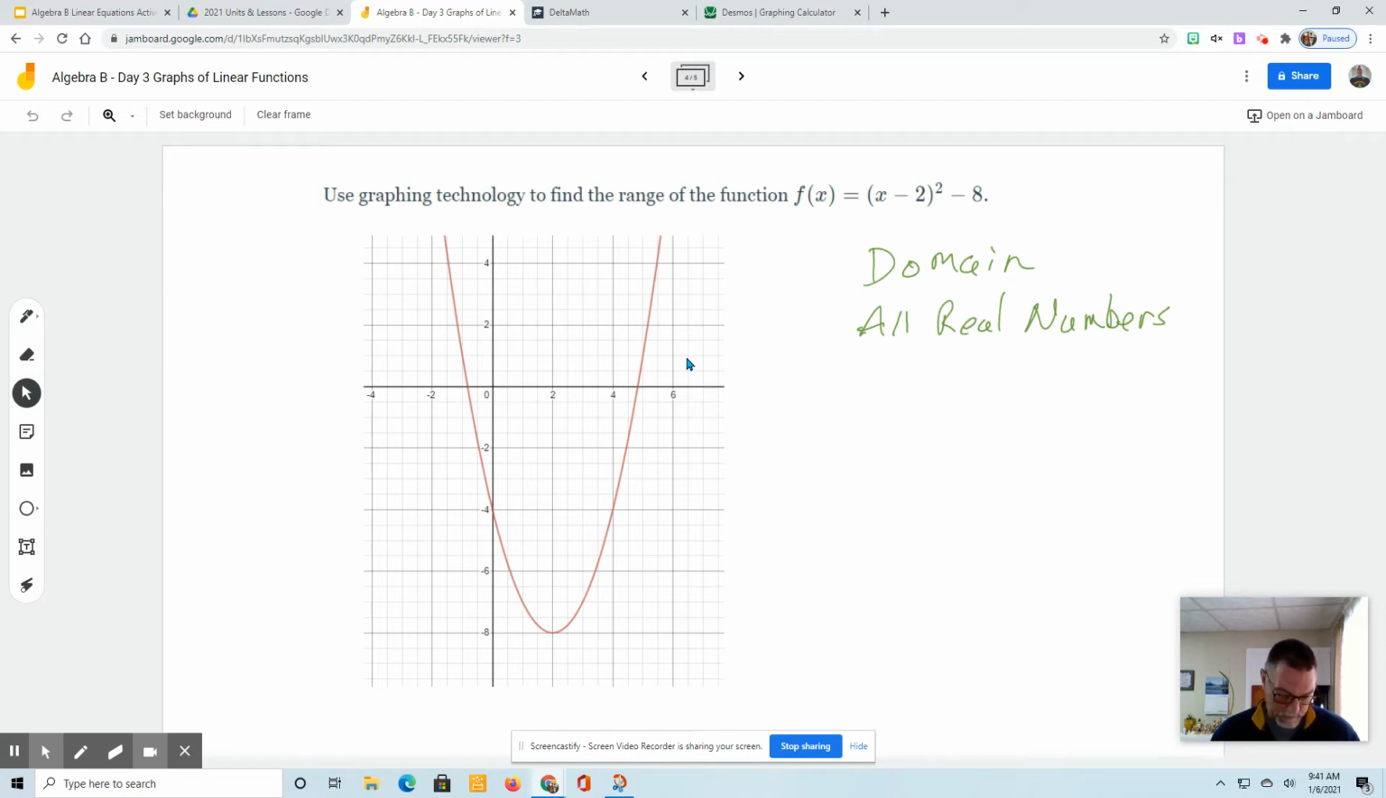All right, so let's look at range then. All right, for range.